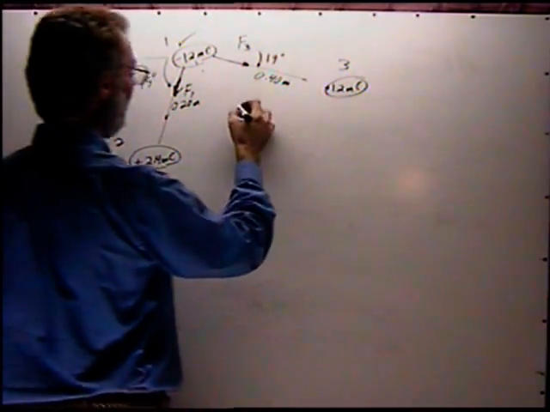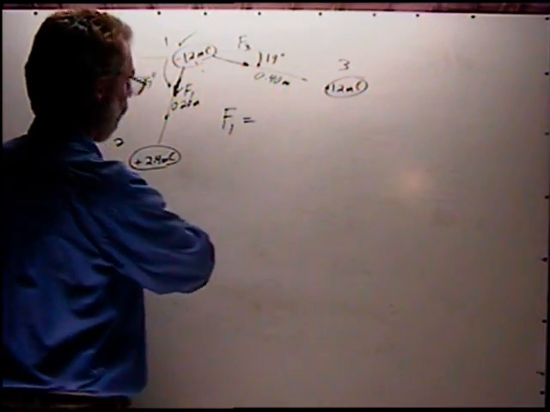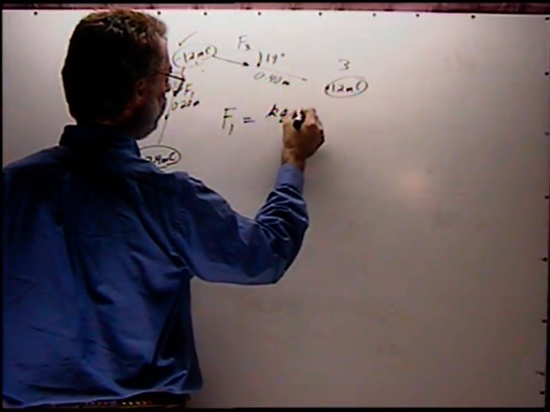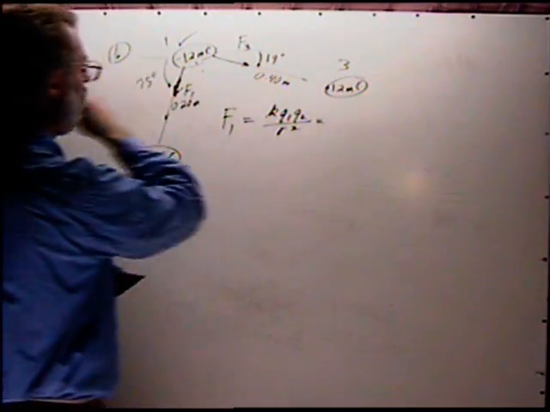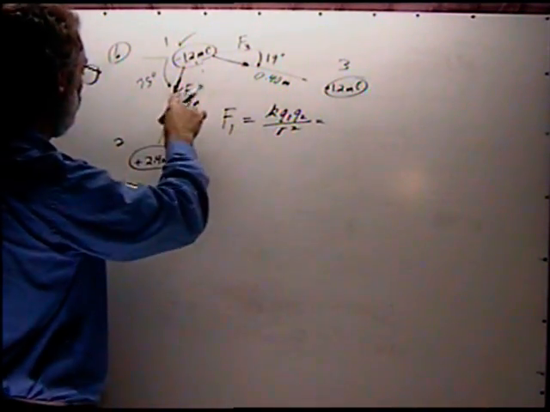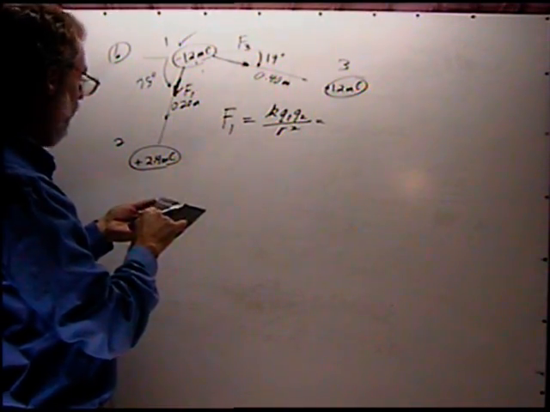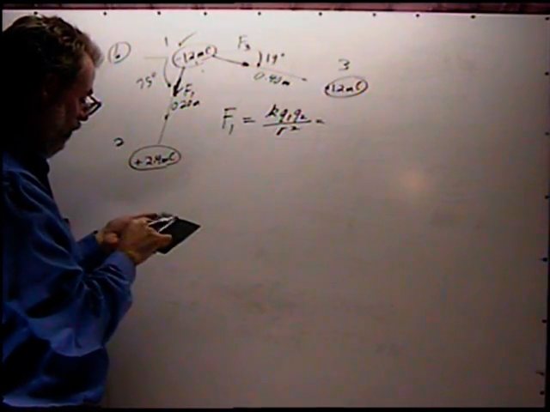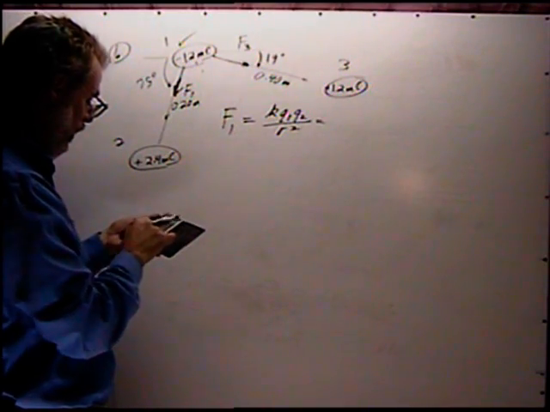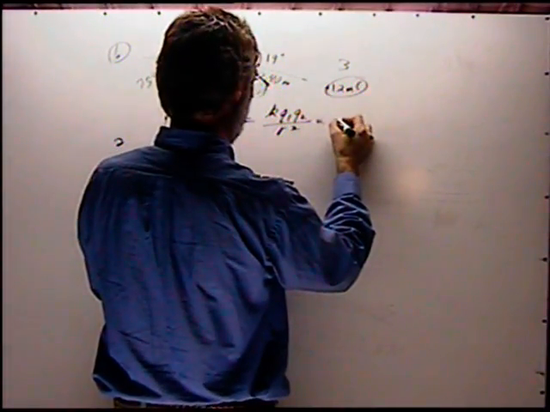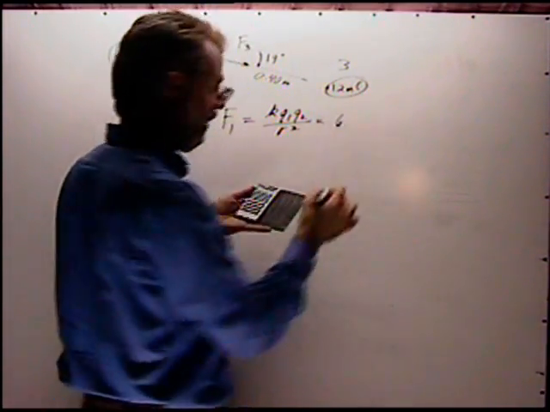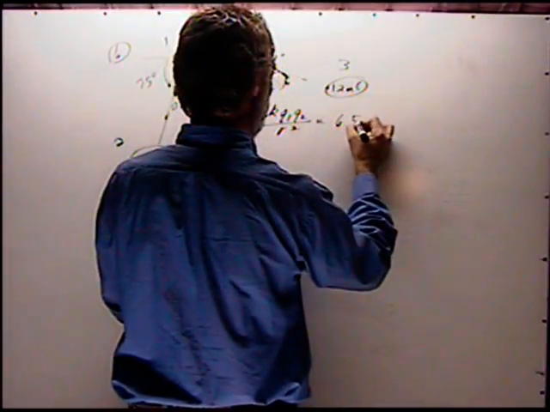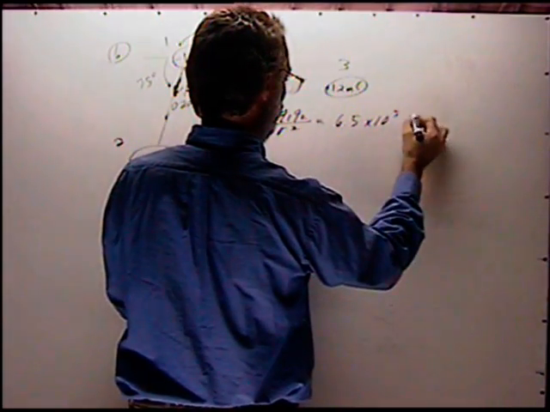So F1, if you work this out, I'm just going to work it out real quickly, it's going to be 9 e to the 9th times the size of this charge, 0.0012, times 0.0024, divided by 0.2 squared, and I get, just real quickly, 6.5 times 10 to the 5th newtons.